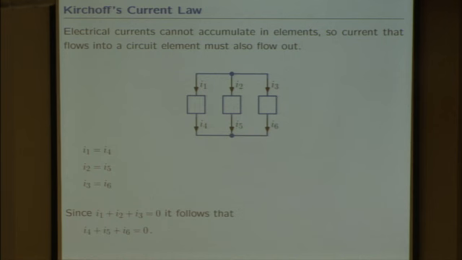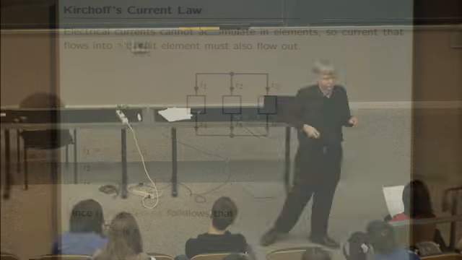If that's true, then I1 is I4, I2 is I5, I3 is I6, and we end up with another equation down here, which turns out to be precisely the same as the one at the top. Okay? Everybody's happy with that?